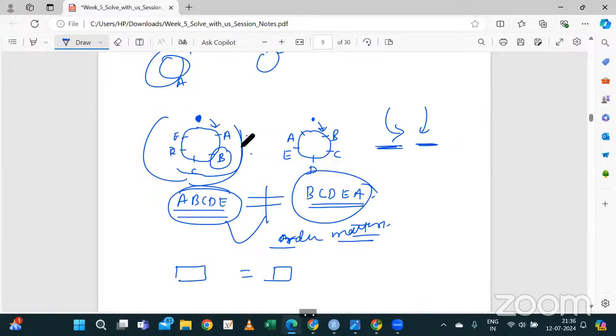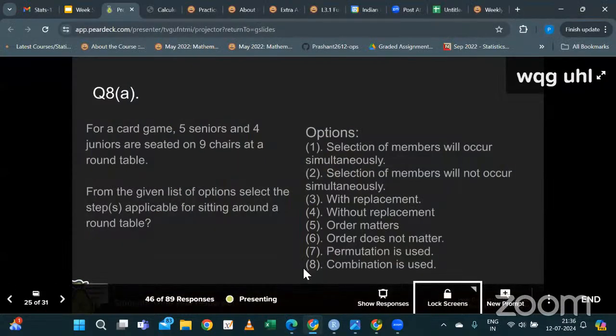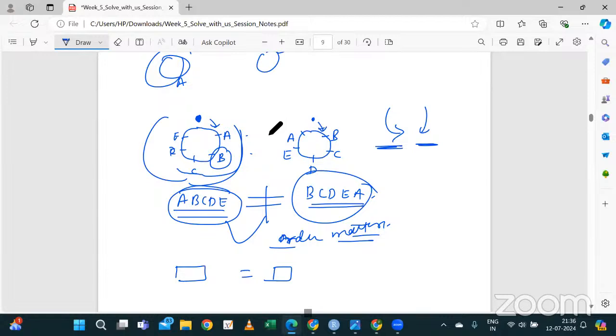But it is circular, so why does order matter? It is a circular table. So either we start at A or we start with B. I think order doesn't matter. No, that is the confusion I see.